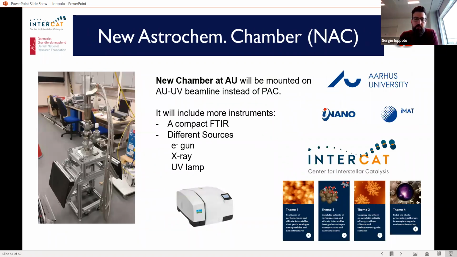And so what I'm going to do now at Aarhus, as Lee told you, I just moved here, is build a new chamber that will be an upgrade on the one that we keep bringing from the UK. In this case, we are going to be able to do infrared spectroscopy and other kinds of processing of the ice in situ without the need to move things around.